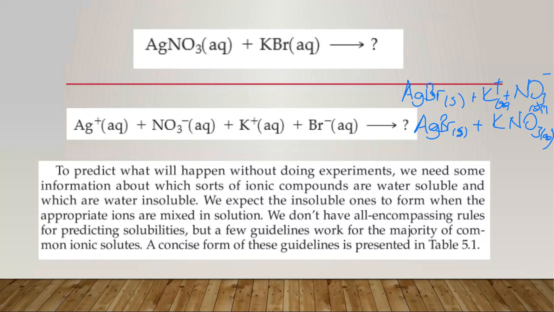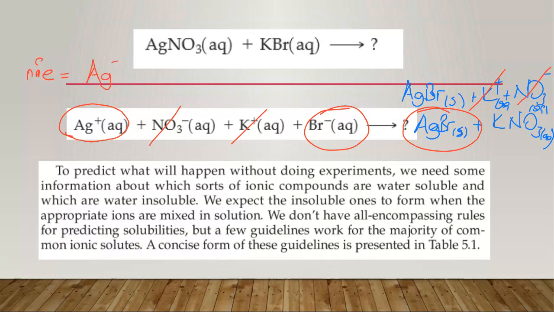Then check both sides: we have the same ions, potassium and nitrate, on both sides, and only silver and bromide change. If we want to write the net ionic equation, it is silver aqueous plus bromide aqueous gives silver bromide solid. This is our net ionic equation. Is that clear? I think this is clear.